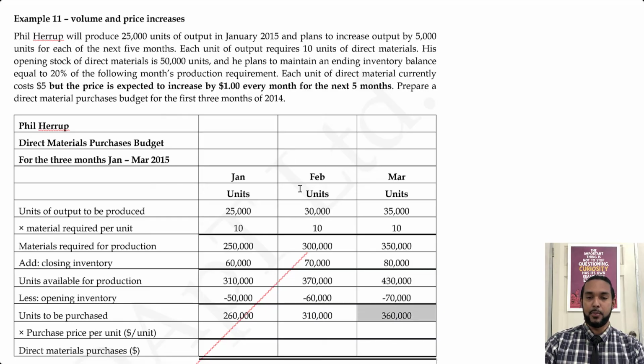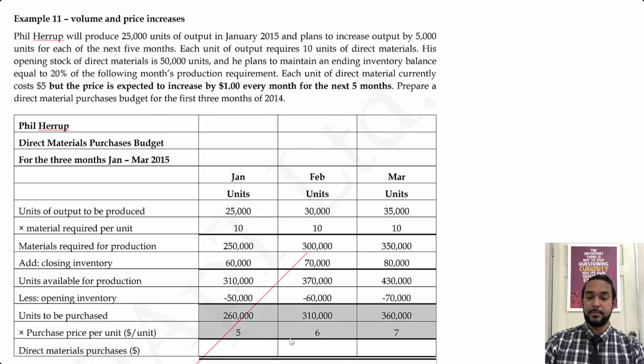Okay, and we need a purchase price per unit. This is where the new thing comes in. Each unit of direct material currently costs $5. But the price is expected to increase by $1 every month for the next 5 months. So currently it costs $5 per unit, and then it's going to increase by $1 per month for each of the next 5 months. So 5 and 1 is 6, and 6 and 1 is 7.